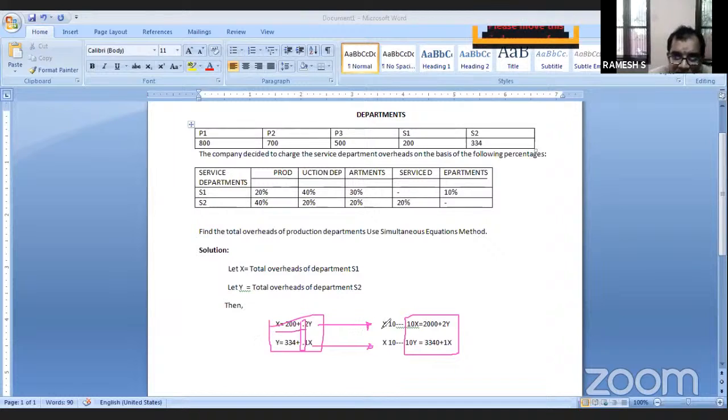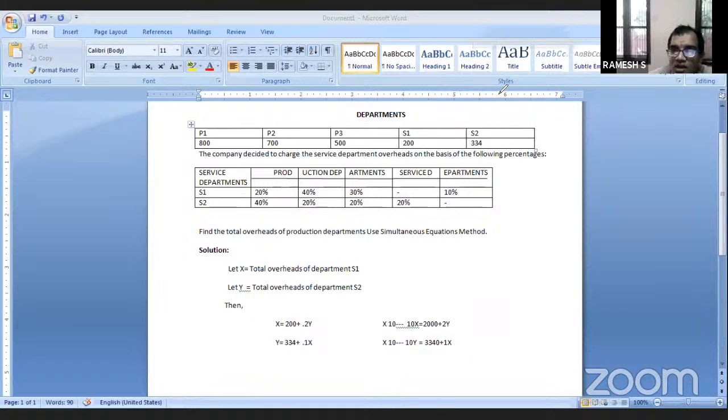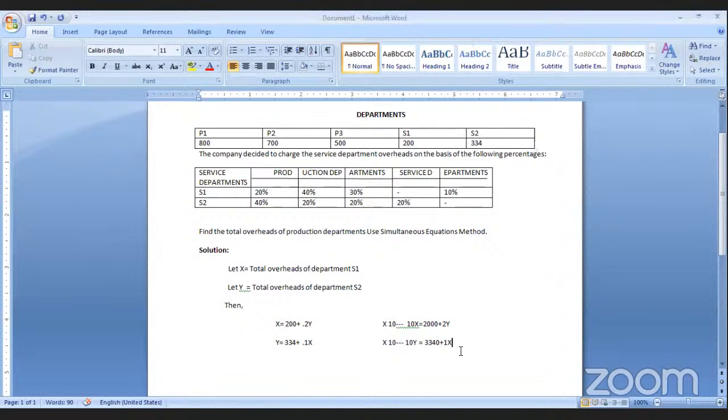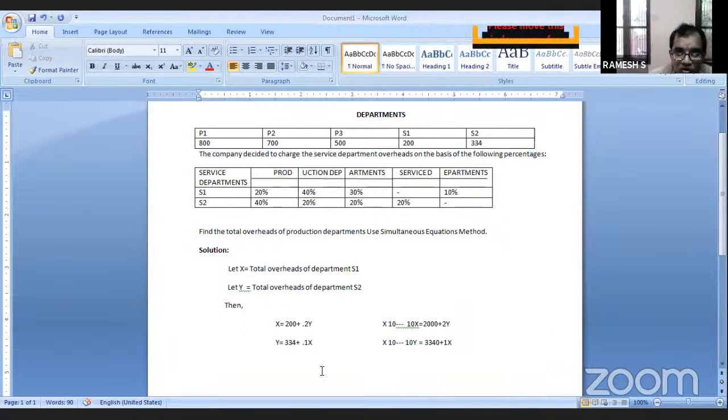So I am explaining again. 10 into x, 10x, 200 into 10, 2000, plus 0.2y into 10 will give us 2y. Similarly, y into 10, 10y, 334 into 10, 3340, plus 0.1x into 10 will give us 1x. I hope it is clear now. I explained 2-3 times. Is it clear? Did you understand? Yes, sir. Okay. Now, these are the two equations.